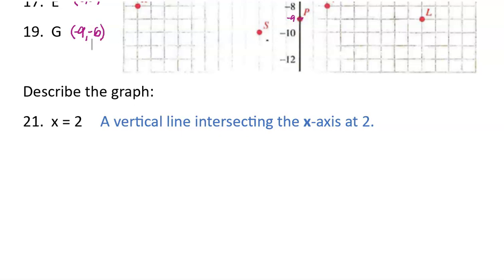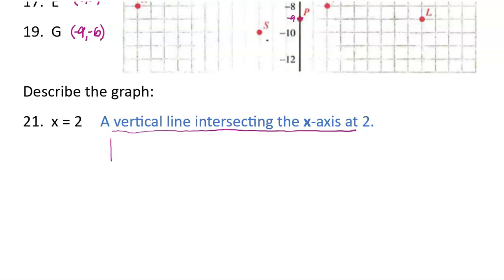Now the directions for the next set say, describe the graph. What does the graph of this equation look like? x equals 2 is a vertical line intersecting the x-axis at 2. Now, that's what you're asked to write out, the description in words. So there you see it in blue ink.